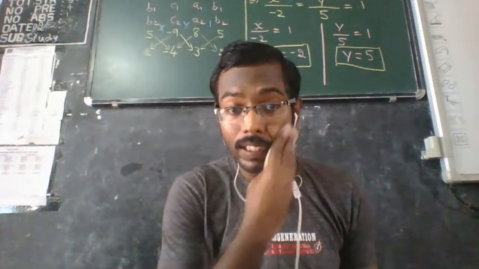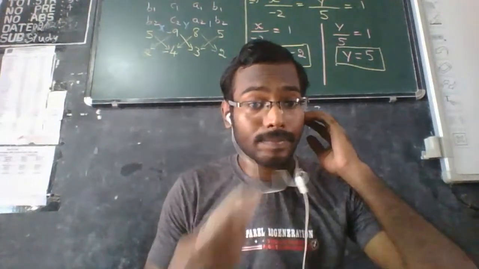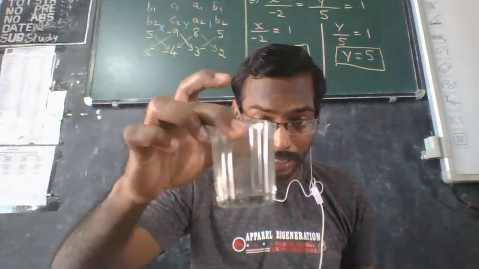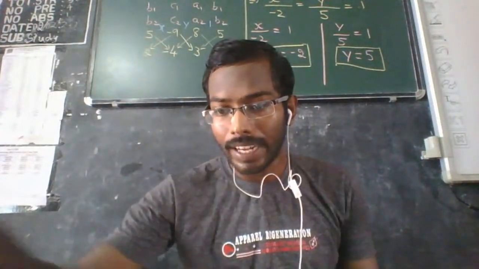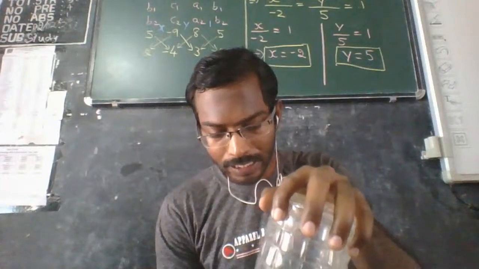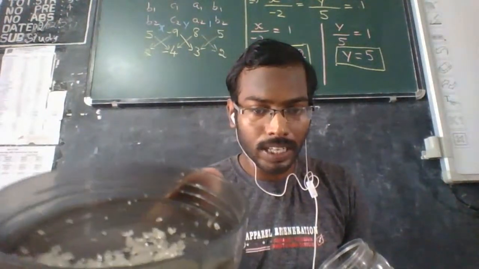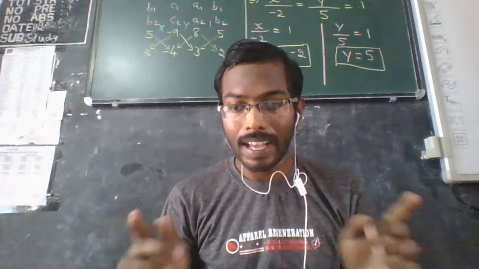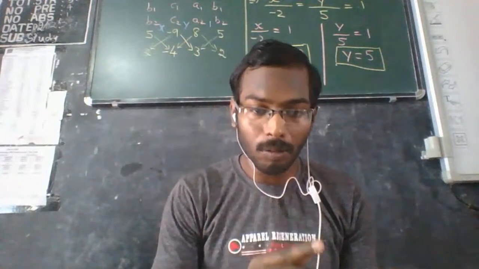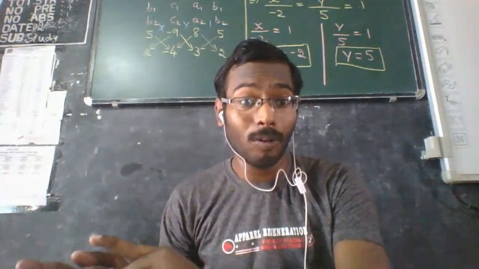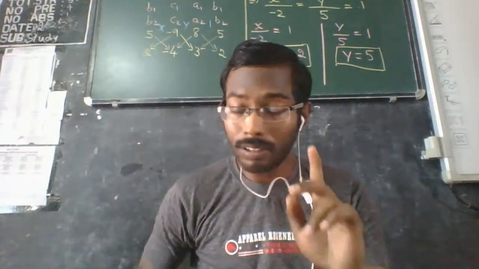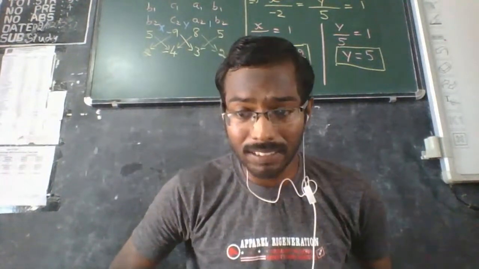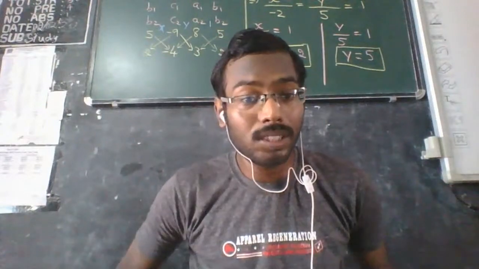Let us study what a solution is. So listen carefully. This is a solution, sugar solution. How is it made? I have some amount of sugar here, and I added the sugar to water. Sugar mixed with water forms sugar solution. So here a minimum of two things are required: sugar and water. Sugar and water mixed to form sugar solution.